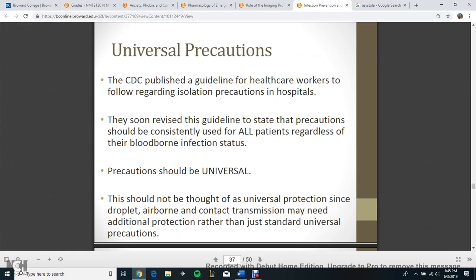Universal precautions. The CDC published a guideline for healthcare workers to follow regarding isolation precautions in a hospital. They soon revised this guideline to state that precautions should be consistently used for all patients regardless of their bloodborne infection status. Precautions should be universal. This should not be thought of as a universal protection, since droplet, airborne, and contact transmission may need additional protection rather than just standard universal precautions.